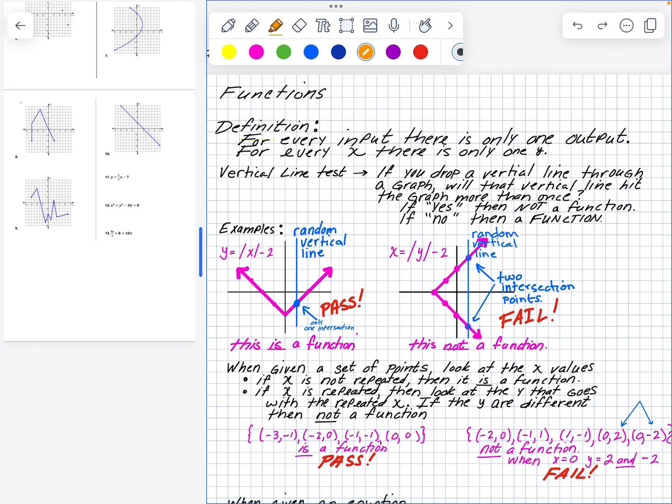The definition in the notes is, for every input there is only one output. Or the way people like to say that mathematically is, for every x there is one and only one y. Basically, if it will pass a vertical line test, then it is a function. So let's talk about a vertical line test.